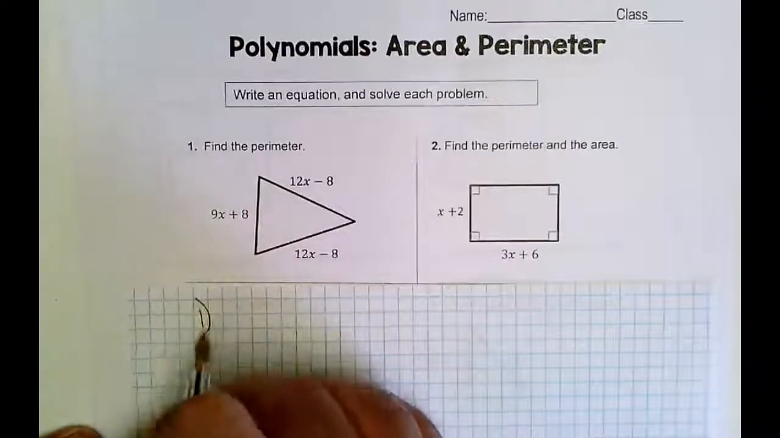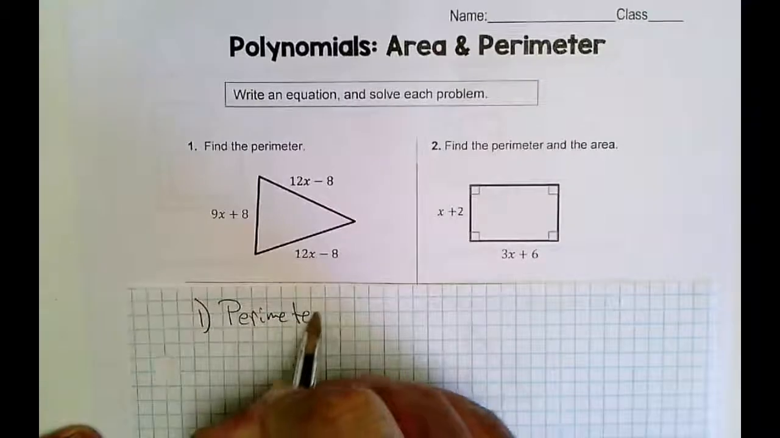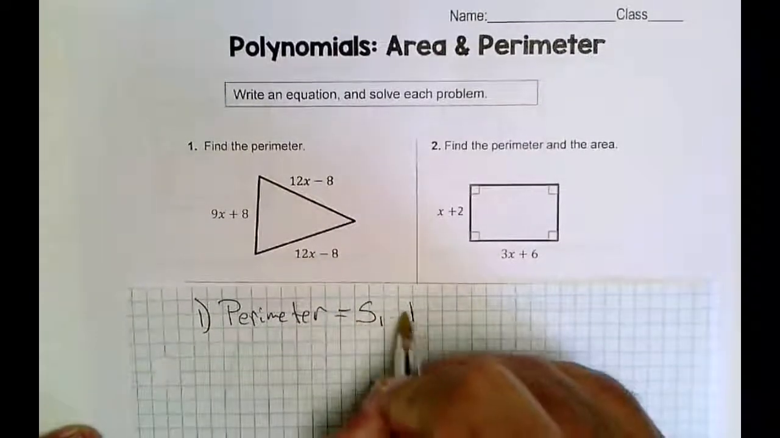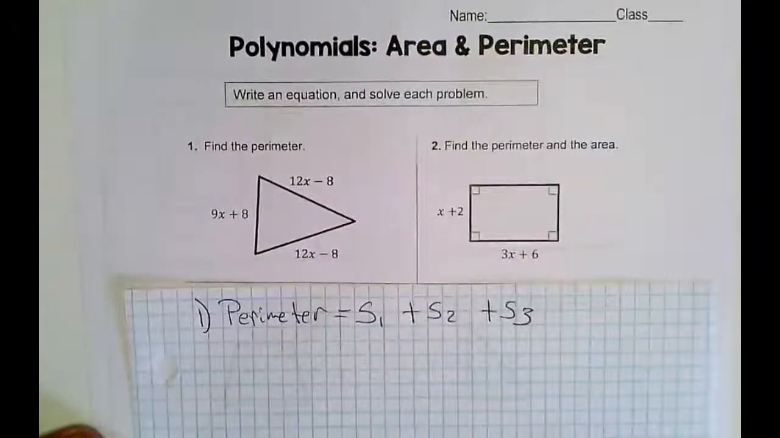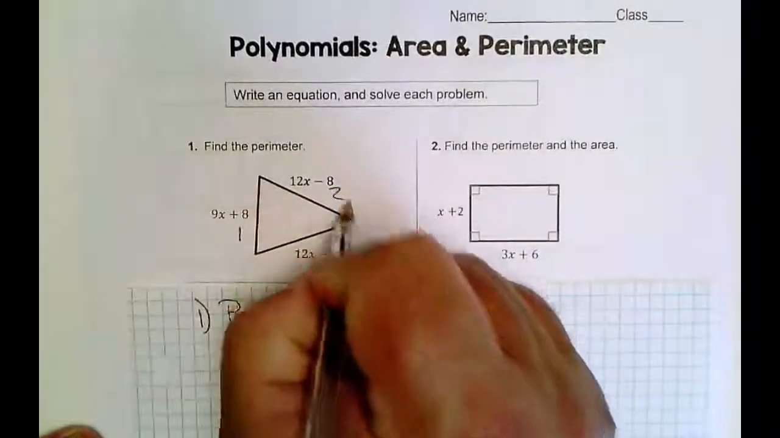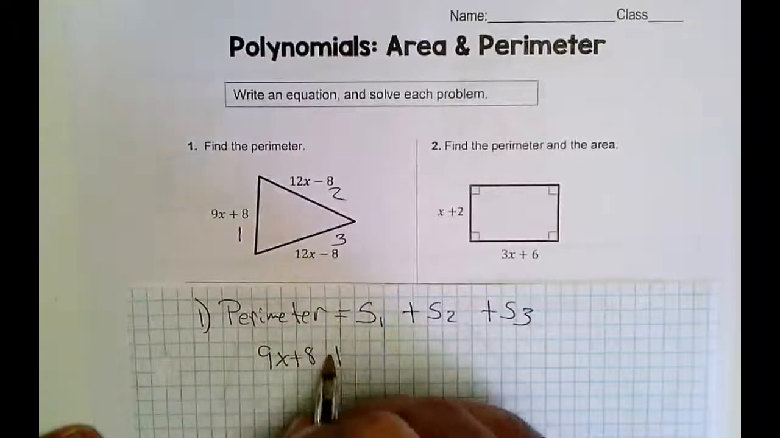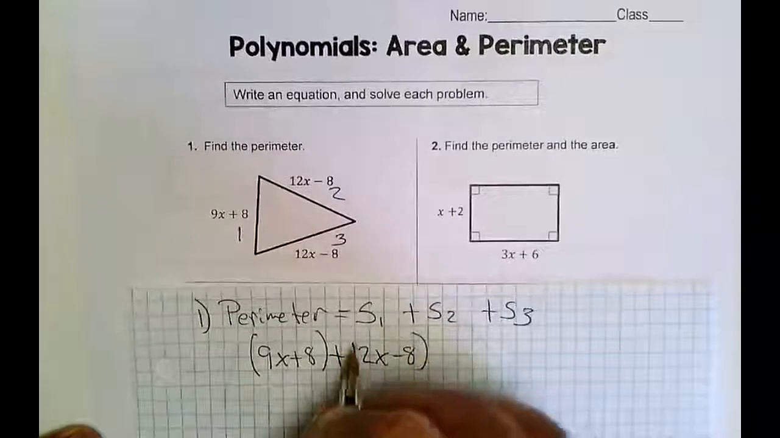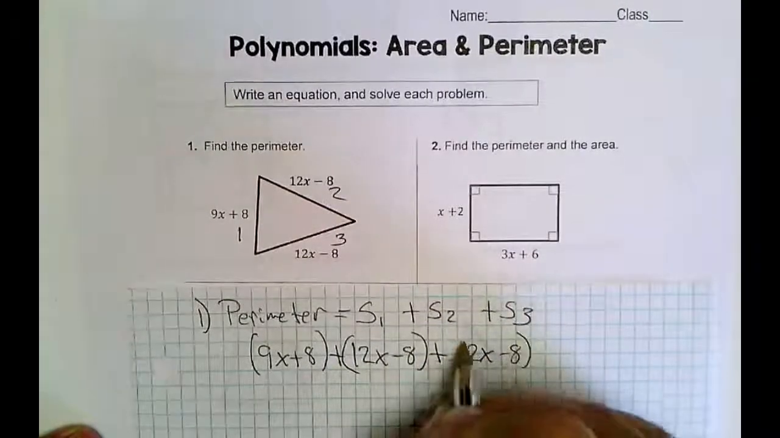Okay, so perimeter, remember, is the distance around the outside. So perimeter in this case would equal side 1 plus side 2 plus side 3. So in this case, it would be side 1, 2, and 3. 9x plus 8 plus 12x minus 8 plus 12x minus 8.